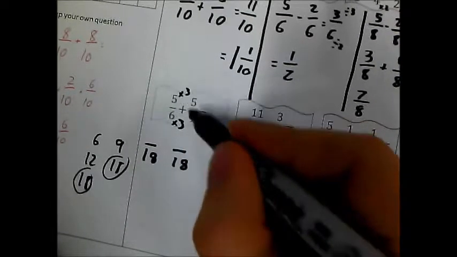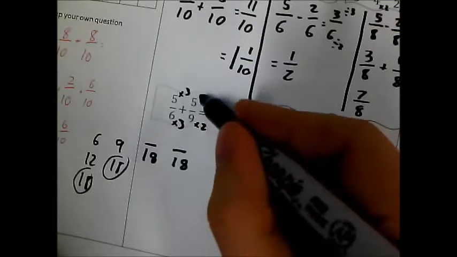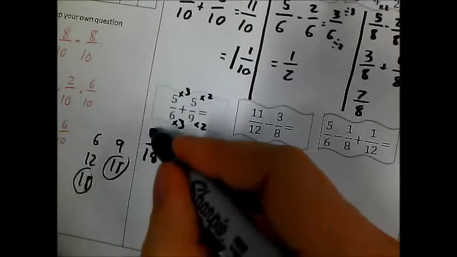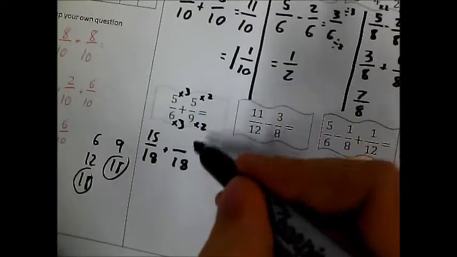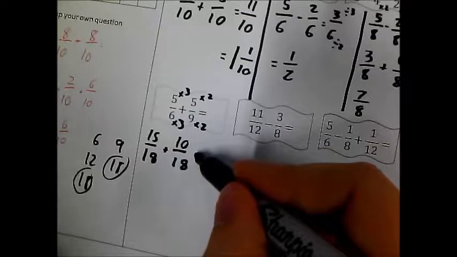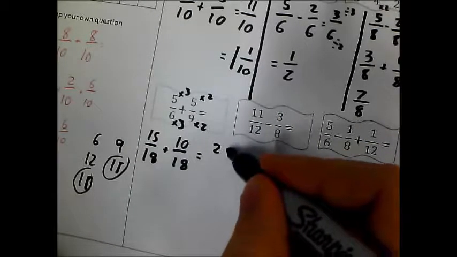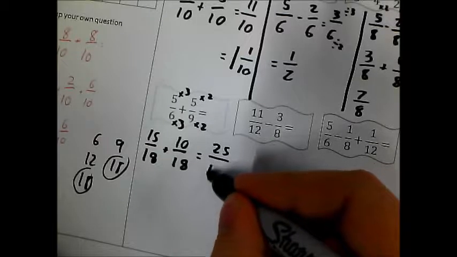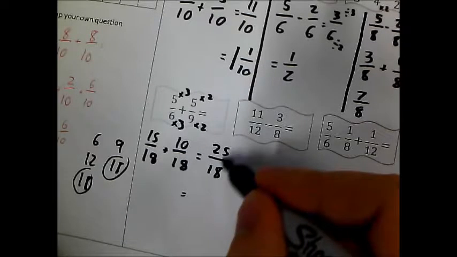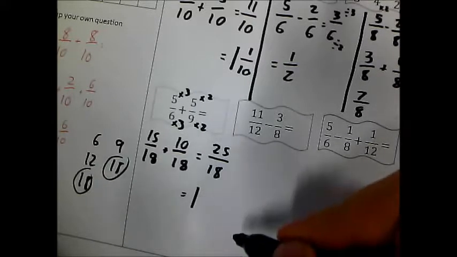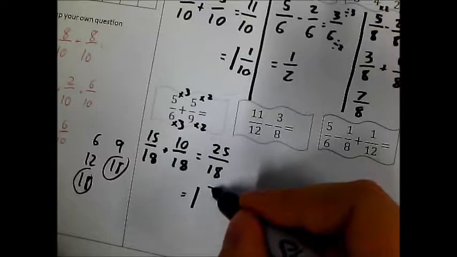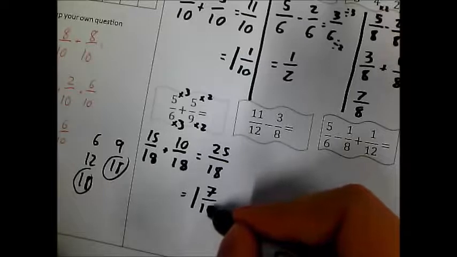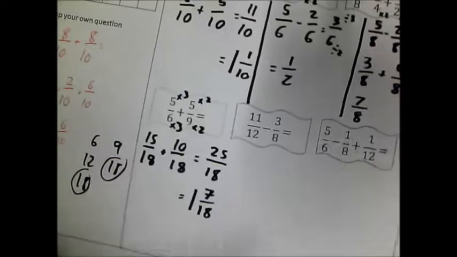Okay, so I've multiplied that by 3. So multiply that by 3. I multiplied that by 2. Multiply that by 2. So I get 15 over 18 plus 10 over 18. That's equal to 25 over 18. And 18 goes into 25 once, with 7 left over. 1 and 7 over 18.